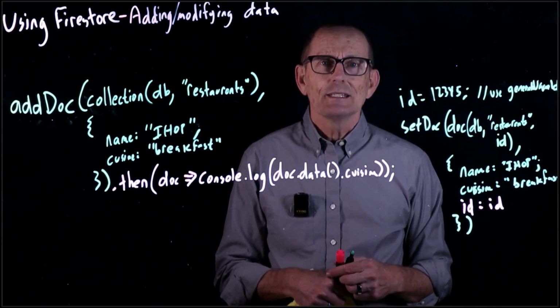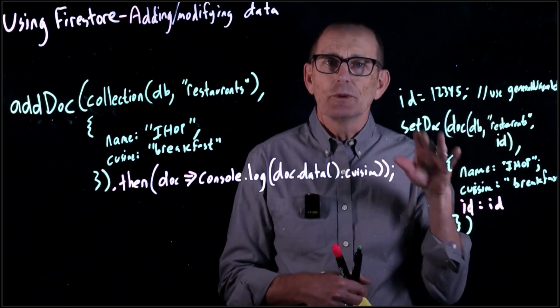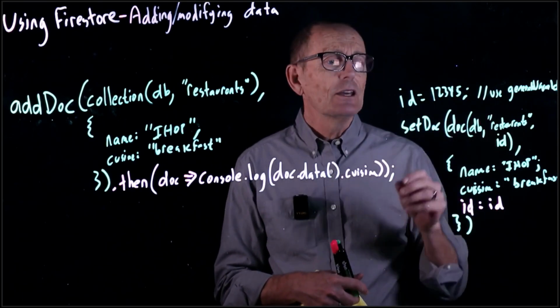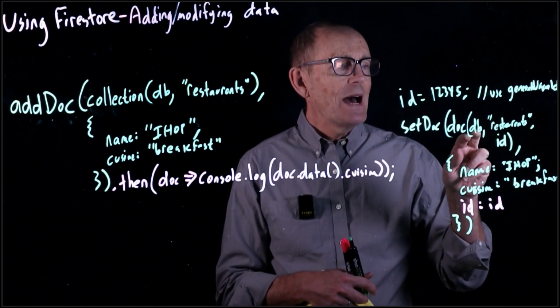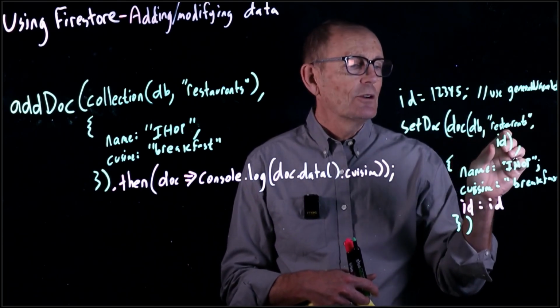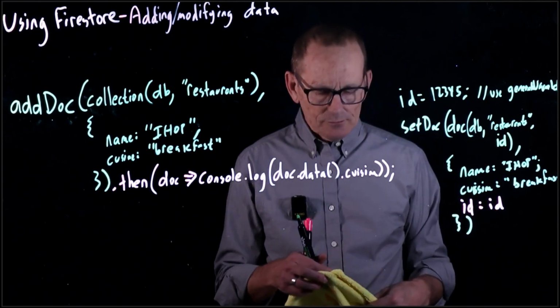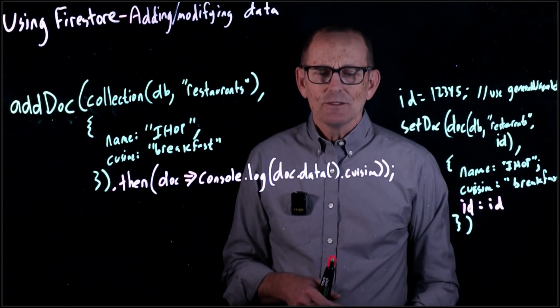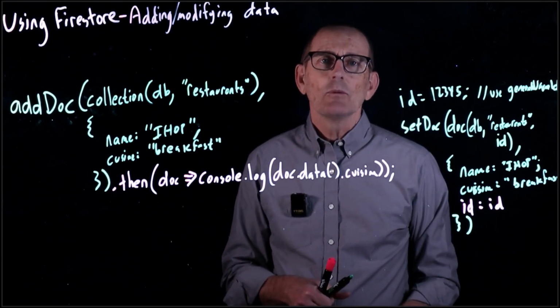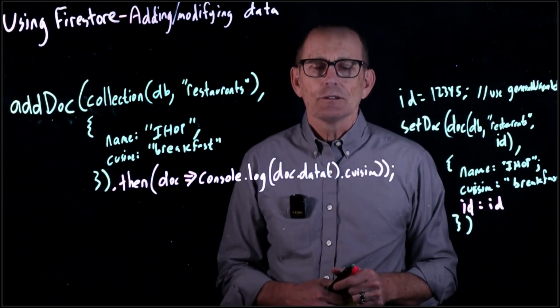We can replace existing documents as well. If we wanted to take this document that we've created in the past, let's say, and replace it, we could just call setDoc again, passing in the document reference, so passing in how we get to that document. So what's the collection, what's its ID, and then just provide a replacement object.